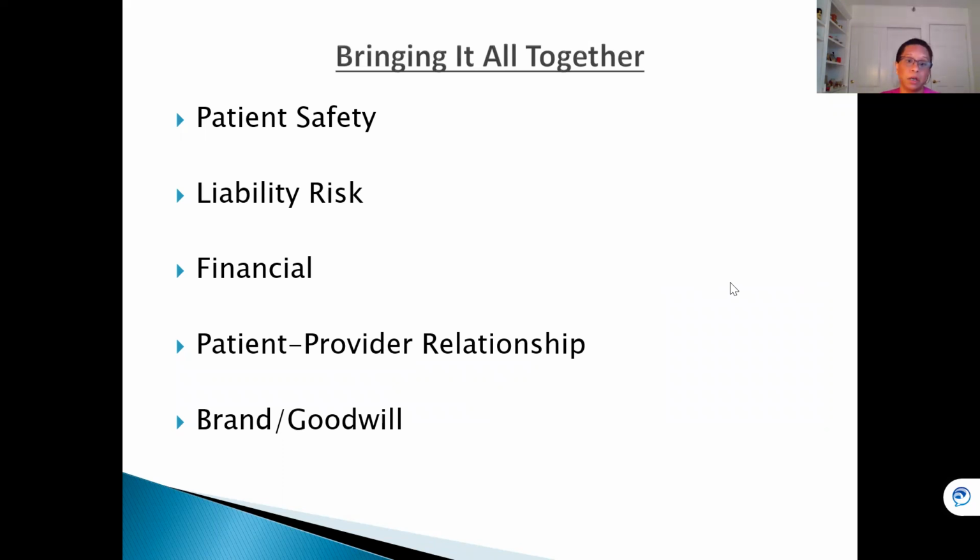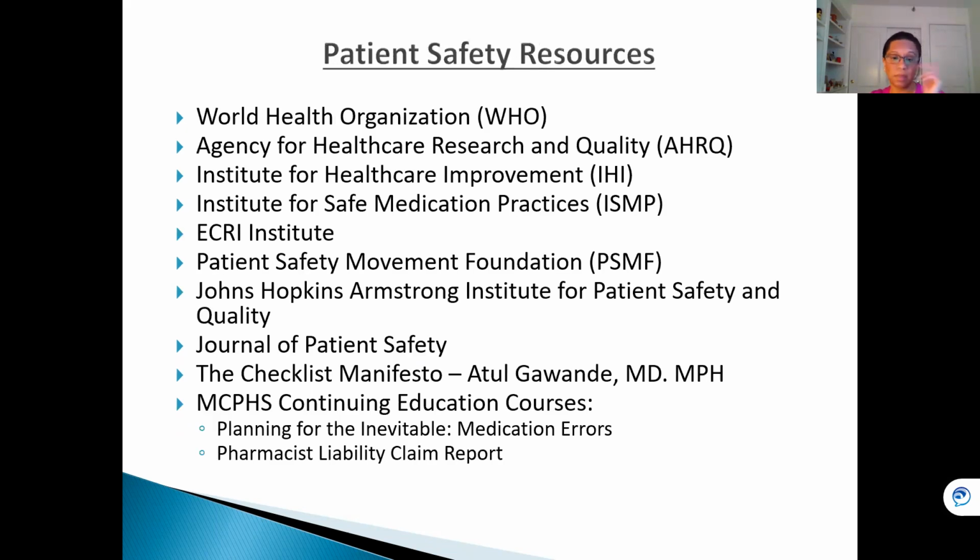Just bringing it all together, patient safety, what we used to say at the EHR company, safety is everyone's business. It's important for all of us. At one time or another, all of us will be patients. All of our family members, our friends, our neighbors will be patients. So focusing and finding value in patient safety serves all of us. As an organization, as an institution, it's a liability risk to be mindful of. It has financial impact, bottom line. It impacts the relationship patients and providers have with each other, and also the brand and goodwill of a company, especially if you're coming from private sector.